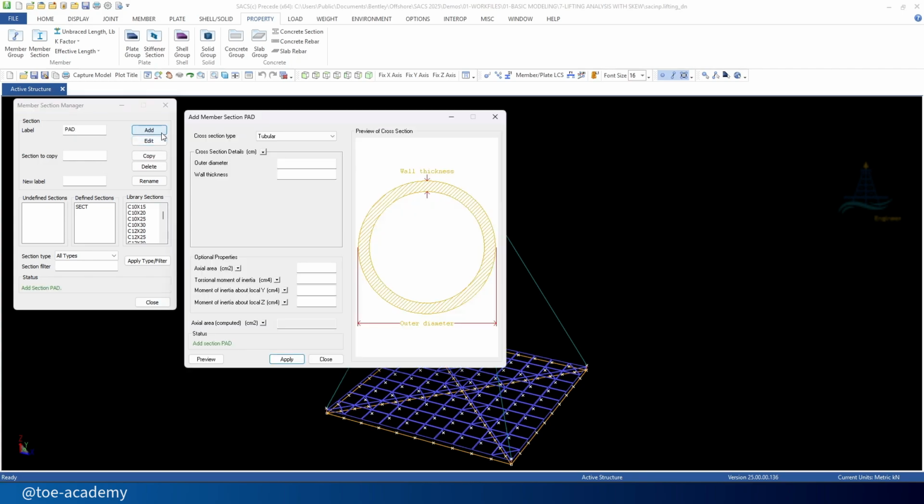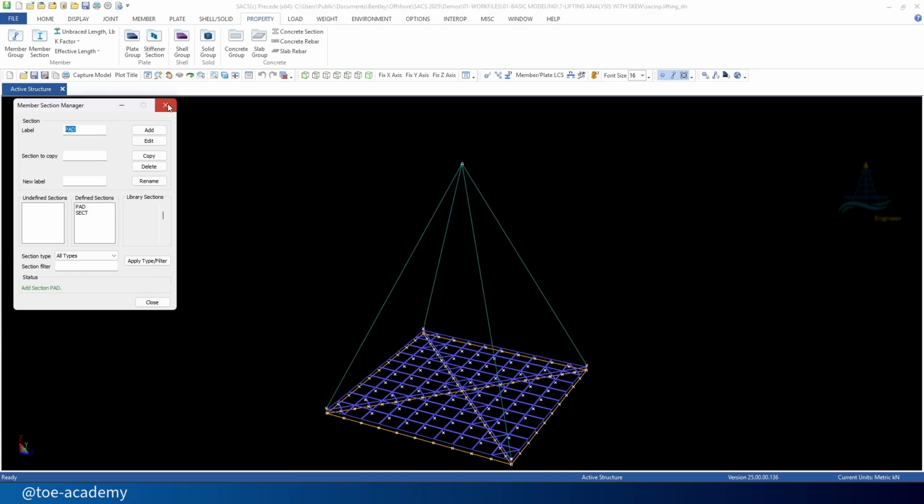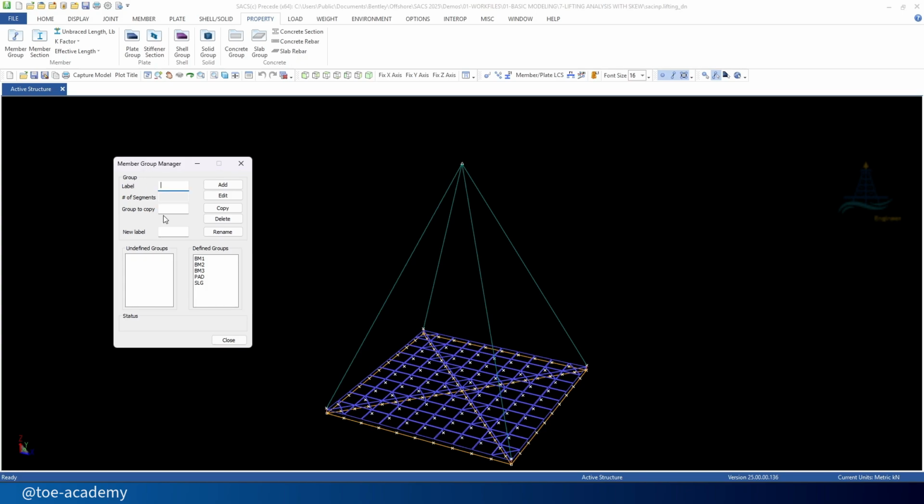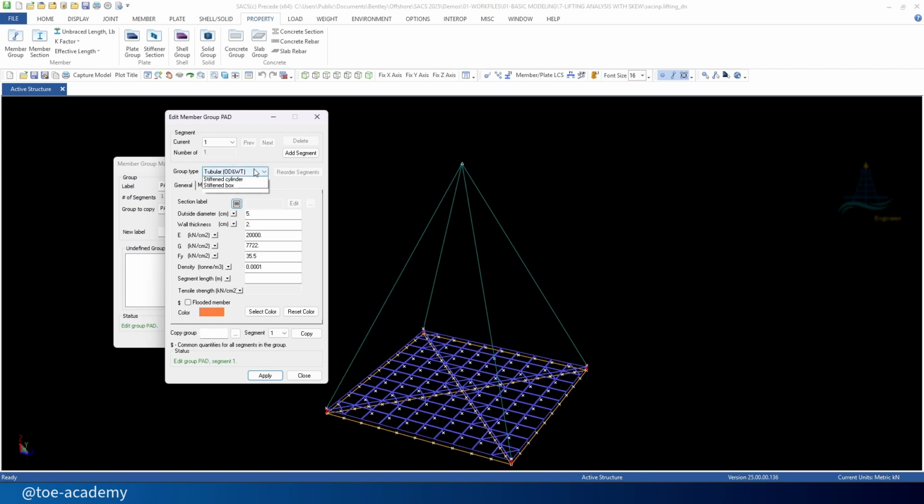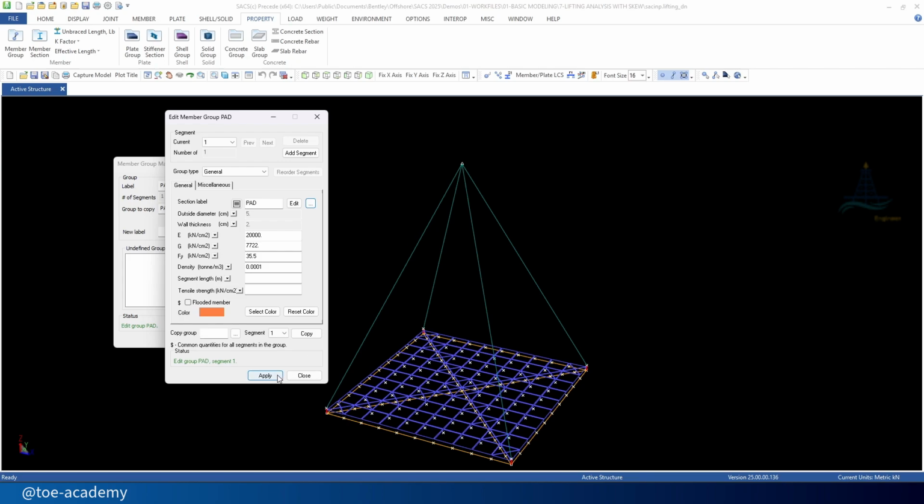I will put it like prismatic. So y dimension I will put for the width of the pad eye, let's say 20 centimeter, and z dimension is the thickness of the pad eye, maybe 3 centimeters, so 30 mm. Okay, now I can just define my property. So I will come over here, pad eye, and change the section. I will change it to general and I will change the section now.